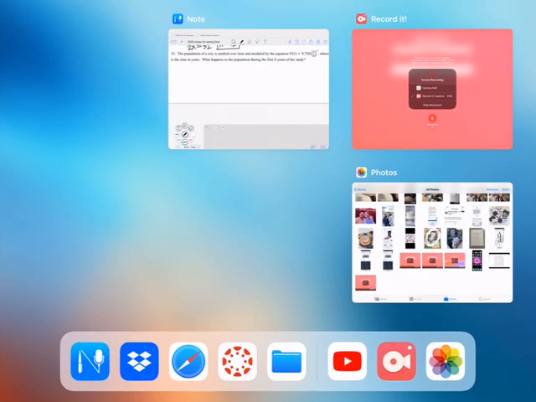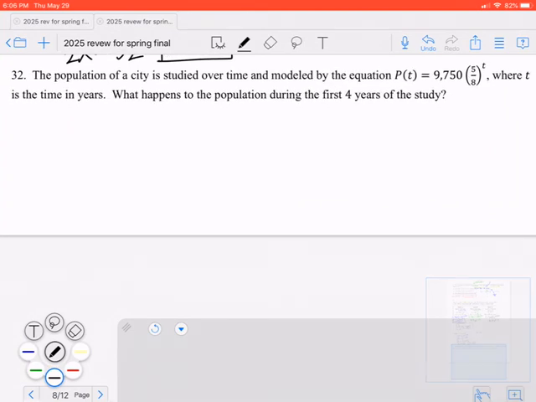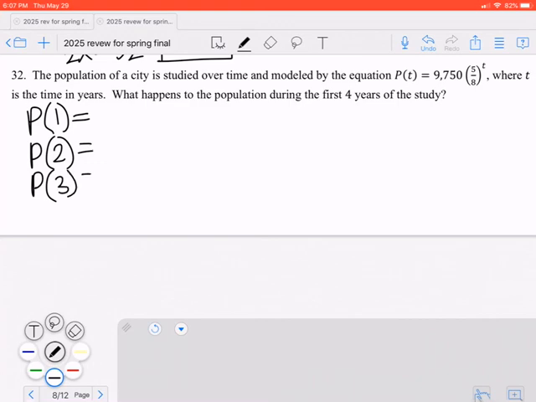All right, fifth video, we are on number 32. The population of a city is studied over time and modeled by the equation P of T equals blah, blah, blah, blah, where T is the time in years. What happens to the population during the first 4 years? So, what we want to do is find what happens after 1 year, so finding P of 1, and then what happens after 2 years, so finding P of 2, and then I'm just going to continue like that for the first 4 years.